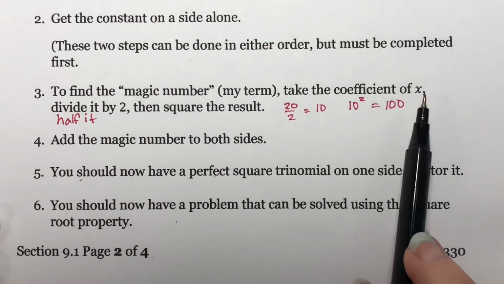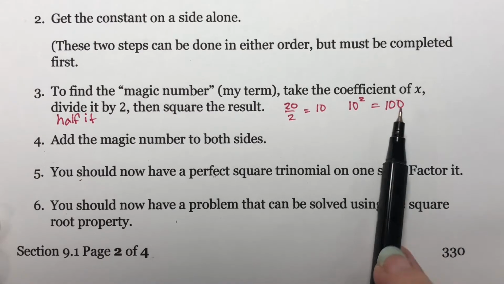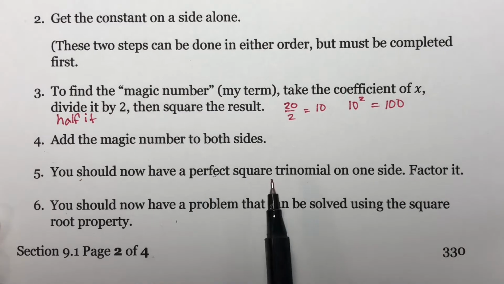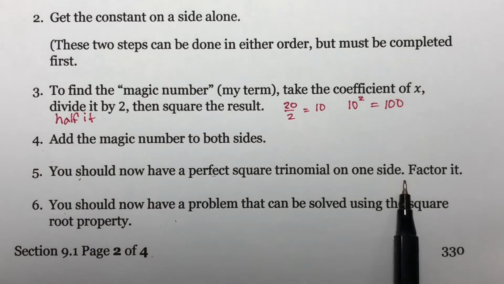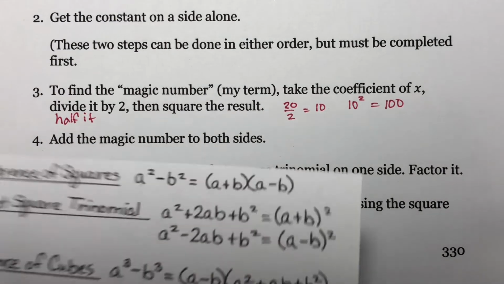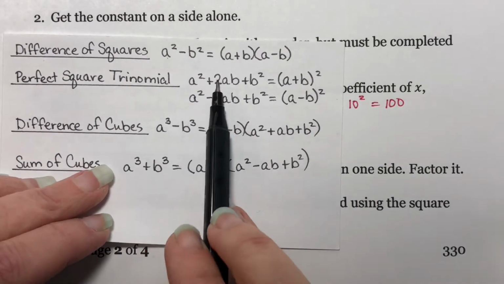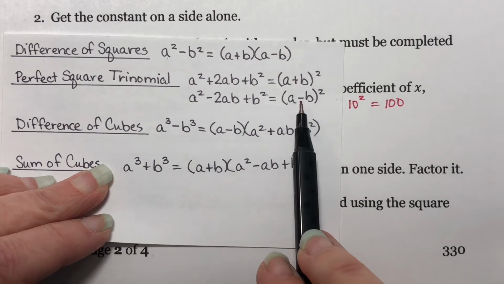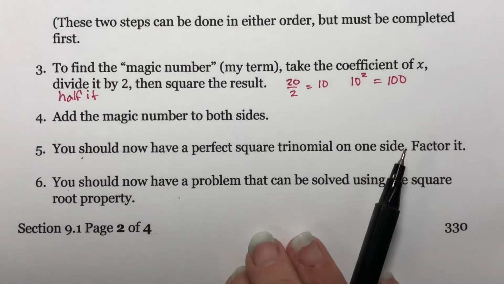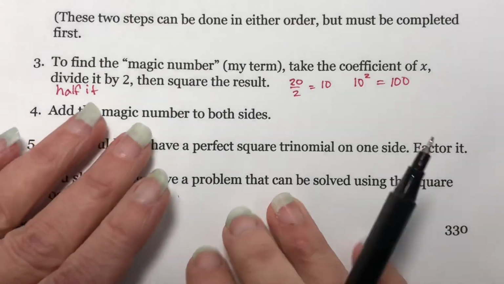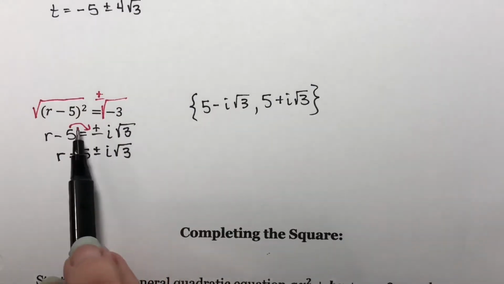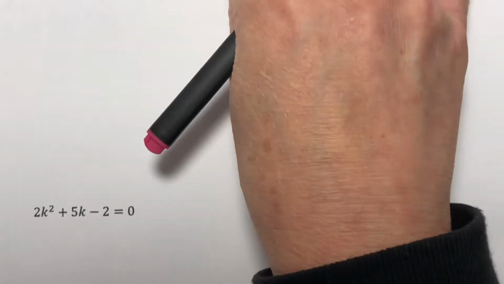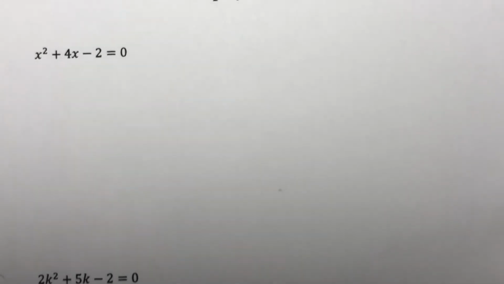Now, why I call this the magic number is because this is the only number we could add to both sides that would create a perfect square trinomial on one side. And then we're going to factor it. So what I mean is we're going to end up with something that looks like one of these two things, meaning it will factor like this. And if it factors like this, then we're going to have a square root property problem. We're going to end up with a problem that looks like these did originally. So let's start solving these by completing the square.